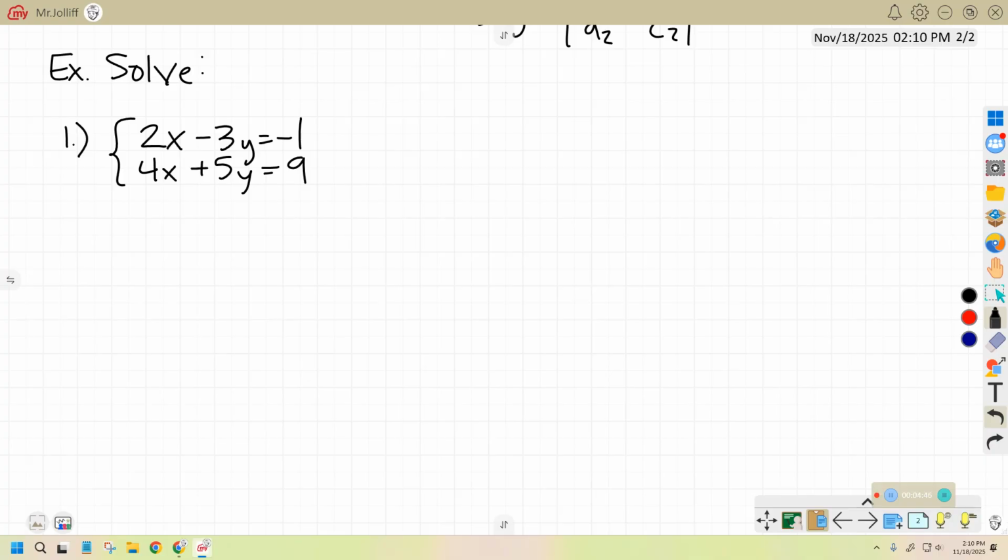So our first example, we want to solve the linear system 2x minus 3y equals -1 and 4x plus 5y equals 9. And we're going to solve it using Cramer's rule.